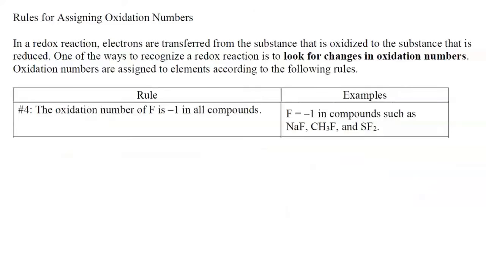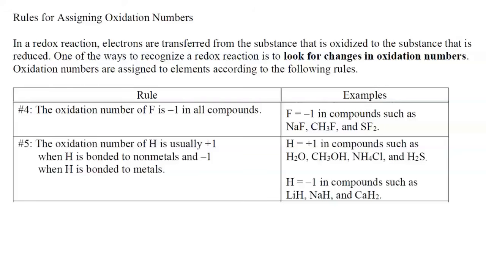Number 4, the oxidation number of fluorine is -1 in all compounds. Because fluorine is so electronegative, in all of the compounds, for example NaF, CH3F, SF2, the oxidation number of fluorine is -1 in all compounds.